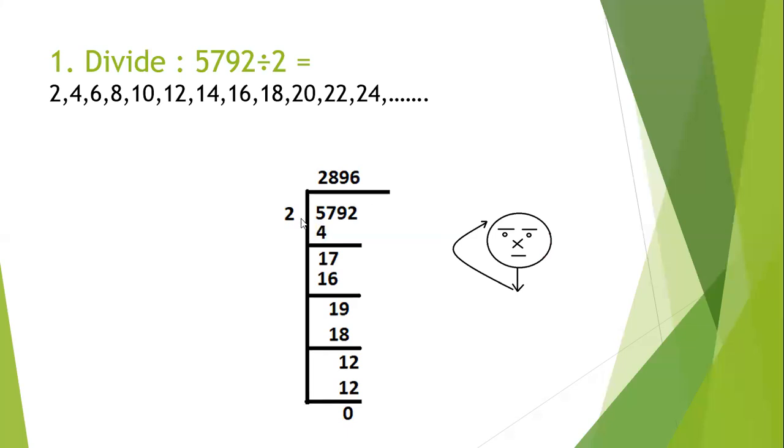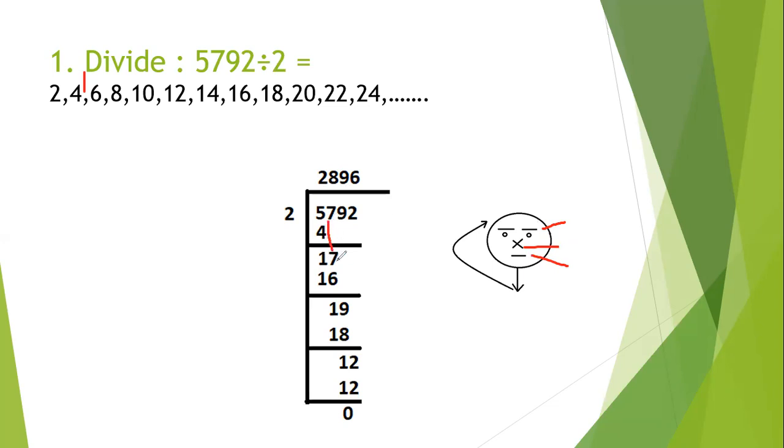First, 5 divided by 2. I have to search for 5 here. 5 is not divisible by 2. It's not in the multiples of 2, but I can find it here between 4 and 6. So how many multiples before 5? 2 multiples. You have to write 2. This is the division. Now we have to multiply. 2 times 2 equals 4. Now subtract. 5 minus 4 equals 1. After that, bring down the next digit, 7.